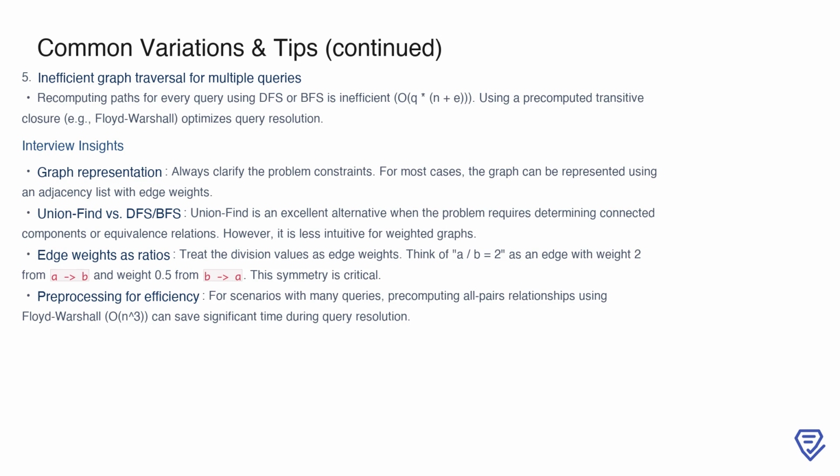From an interview perspective, there are a few things to keep in mind. First, always clarify how the graph should be represented based on the problem constraints. In most cases, an adjacency list with edge weights suffices. Second, while union find is a great alternative for determining connected components or equivalence relations, it's less intuitive for handling weighted graphs. Third, remember to treat the division values as edge weights. For example, a/b equals 2 translates to an edge with weight 2 from A to B and a reciprocal weight of 0.5 from B to A. This bidirectional symmetry is crucial. Finally, for scenarios involving many queries, pre-processing with algorithms like Floyd-Warshall, which runs in O(n^3), can save a lot of time later on.